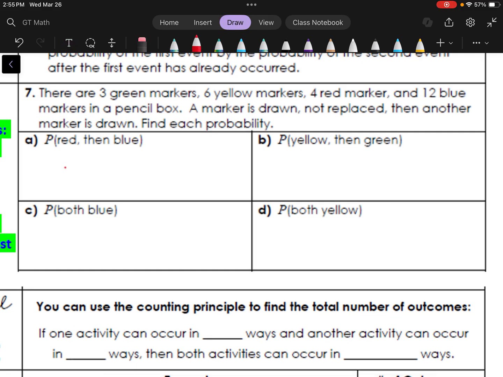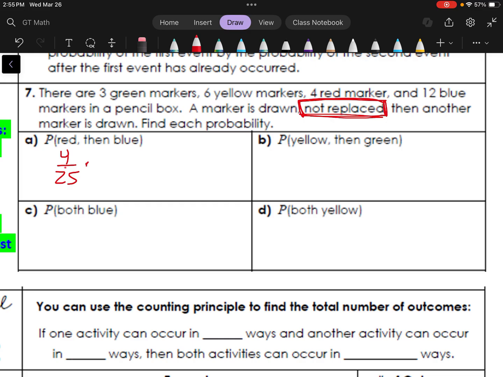There's a bag of 3 green, 6 yellow, 4 red, and 12 blue markers, okay? A marker is drawn and the keyword is not replaced, right? If we replace it, it's independent, meaning it won't change the probability. But since we're not replacing it, the second item is going to have a different probability. So picking red, there's 4 red out of 3, 6, 4, 12, that's 25. So 4 out of 25. That's the probability of getting red.